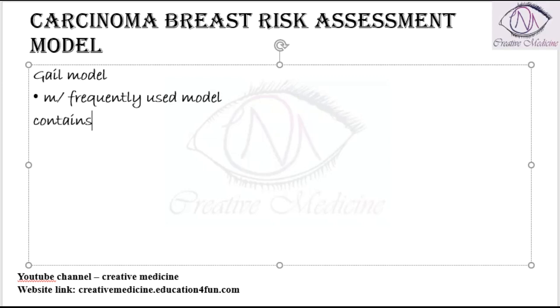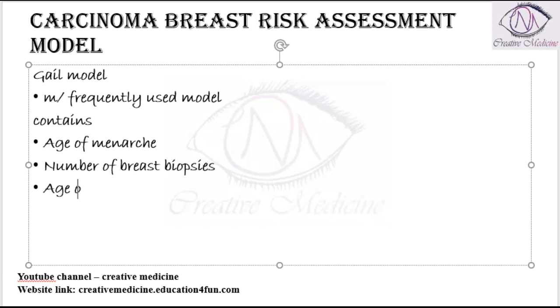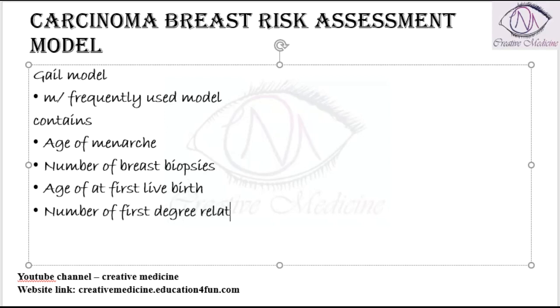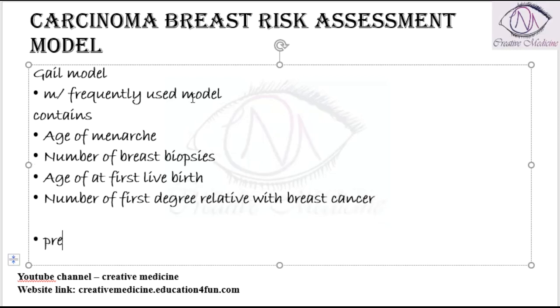Number one, it includes age of menarche, then number of breast biopsies, age of the patient at the first live birth, then the number of first degree relatives with breast carcinoma. This Gail model predicts the cumulative risk of breast carcinoma. How much is the breast carcinoma risk? The risk of breast cancer, according to the decade of life, is predicted by this Gail model.